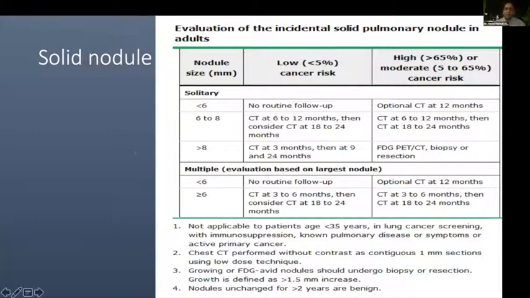Now, what happens if you have multiple solid lesions? So generally, again, under 6 mm, you have no routine follow-up, and if it's more than 65% high-risk patients, you generally want to do a repeat CT scan. And if it's more than 6 mm, generally, I would focus on the biggest lesion that is present over there, and then I would definitely repeat a CT scan for them in either 3 to 6 months. And if it's high risk, I would then suggest a biopsy for the patient.